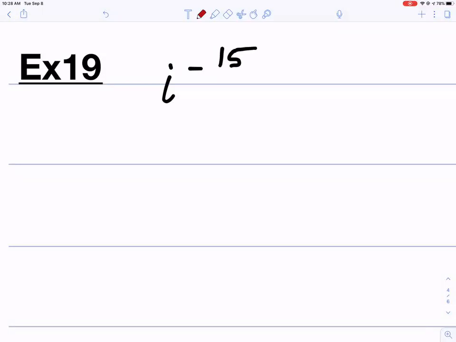1 over i to the 15th power. How are you going to move it to the bottom without having a 1 there? If you're going to move it to the bottom, you have to put something on top. So we'll have a 1 there.